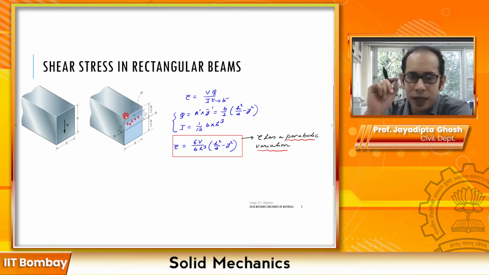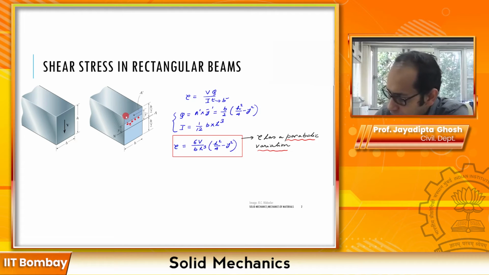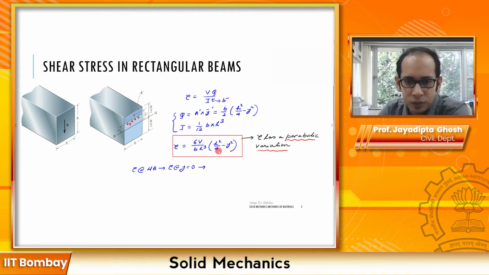So first, when you calculate at the neutral axis, what we can write is tau at the neutral axis, so that means tau at y equals 0. If you substitute y equals 0 in this expression, what you essentially get is that, if you put y equals 0 over here, this term goes for a toss.